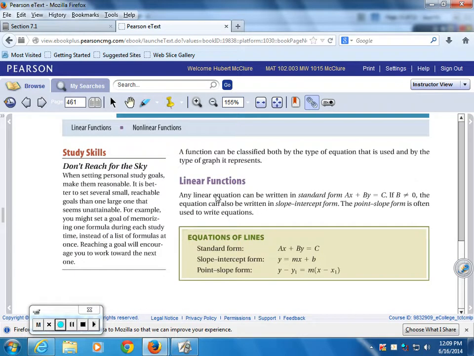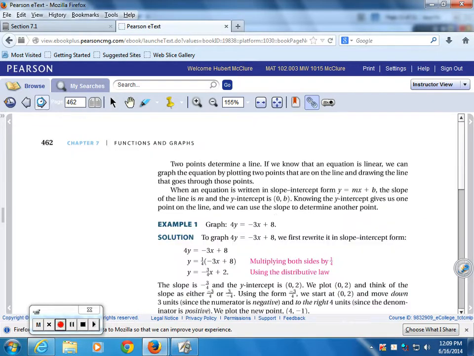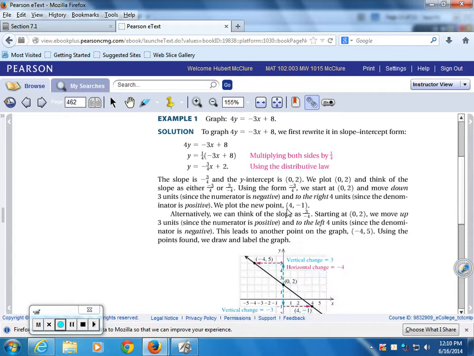Graphs of functions. Golly, look at there. y is equal to mx plus b, and y minus y sub 1 is equal to m times x minus x sub 1. What are those? You don't have to answer that.